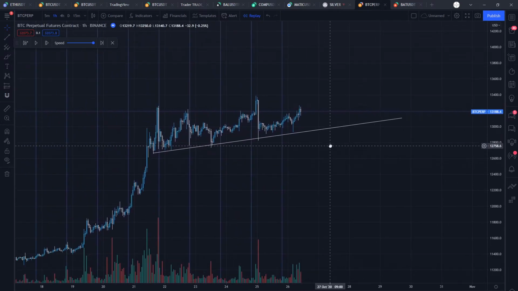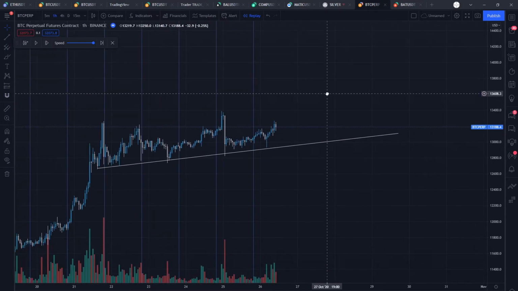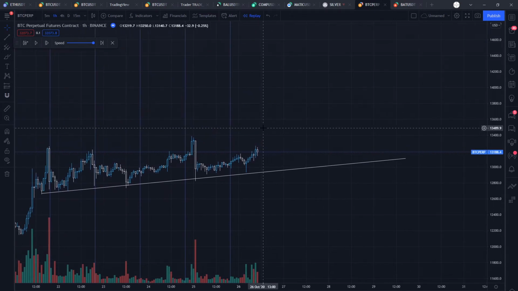I'm actually expecting price to go a little bit lower, right? Because we do have a lot of imbalance down here. I'll cover imbalance also in future videos, which I'm going to put in this series, because imbalance is also very useful in trading.